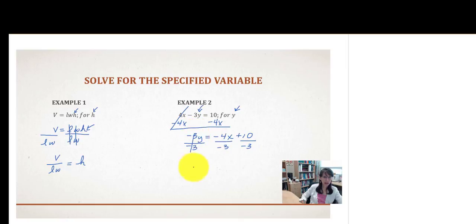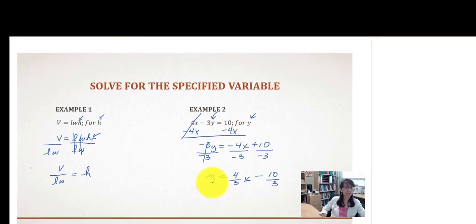When I simplify, I am left with the variable we are trying to solve for. Y equals negative divided by negative will simplify as positive 4/3 x. Positive 10 divided by negative 3 would be a negative 10/3. And this is our answer. We have rearranged the given equation to solve it for the other variable.